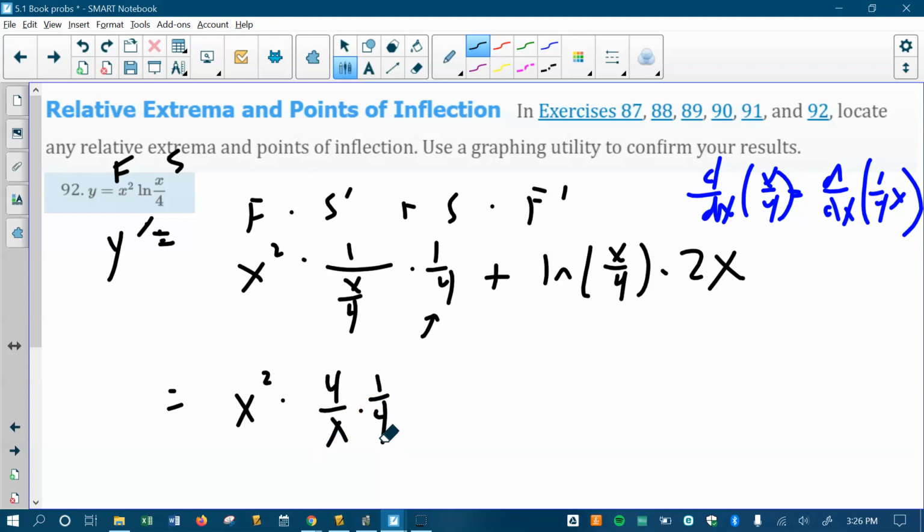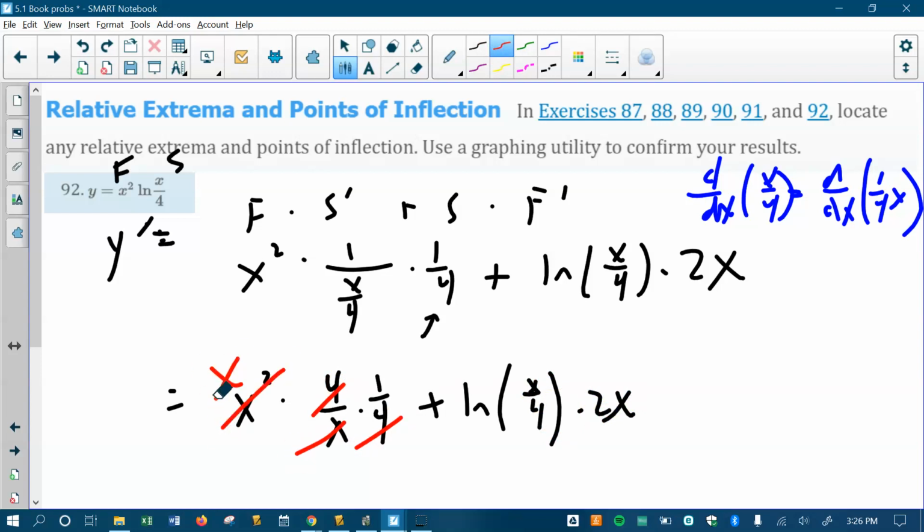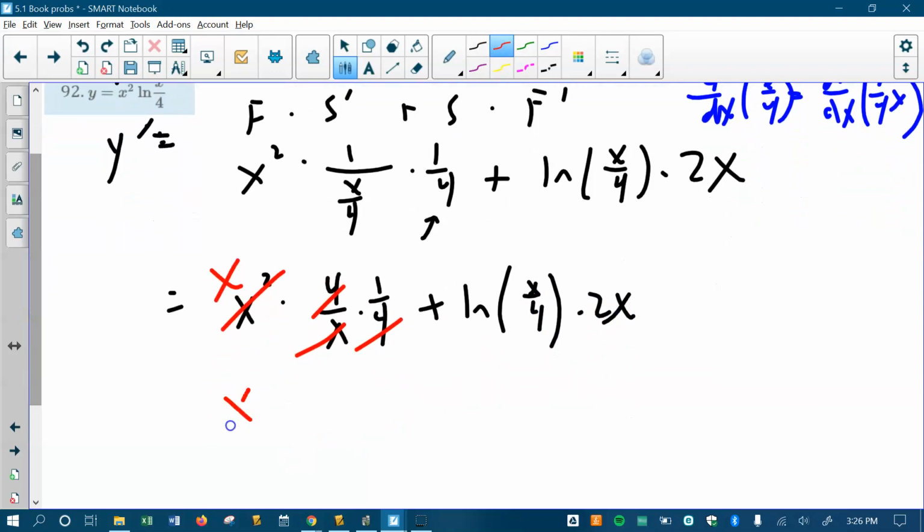1 over x over 4 is the reciprocal of x over 4, so 4 over x plus ln of x over 4 times 2x. Let's go and do 4 here. Let's cancel those out. And now we end up getting x plus, and then the next part stays, ln 2x, ln of x over 4.